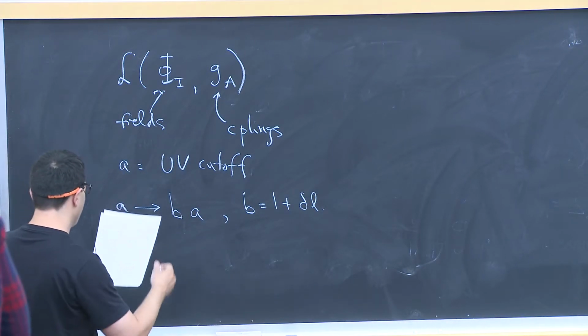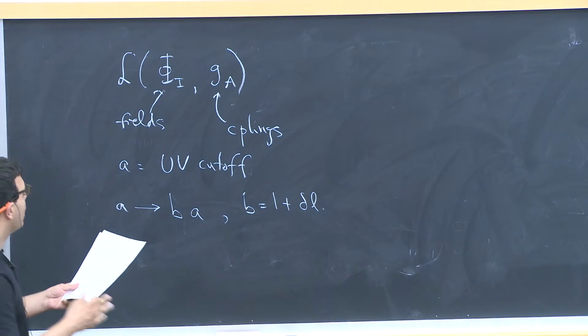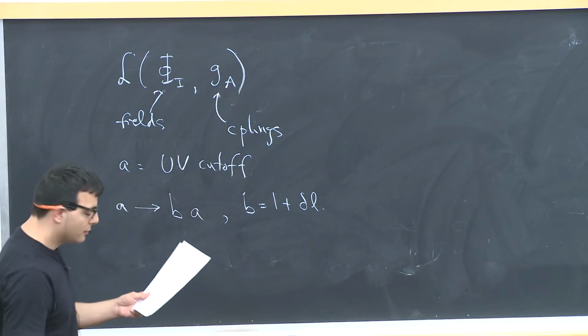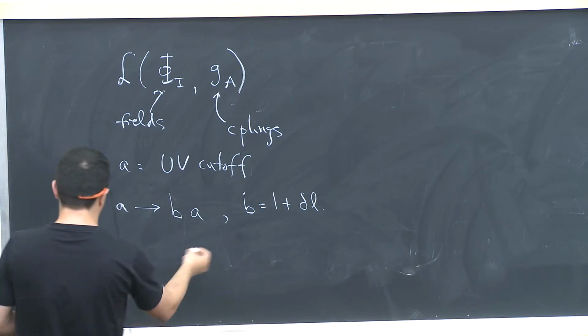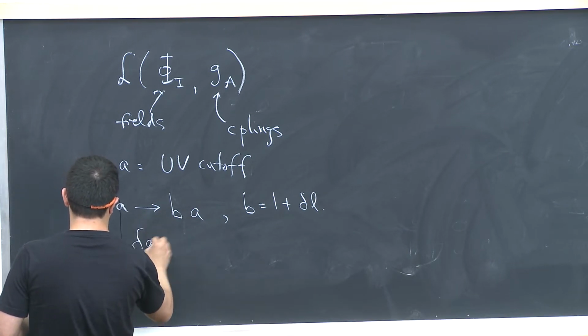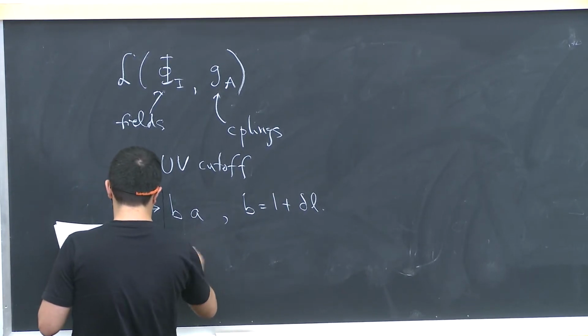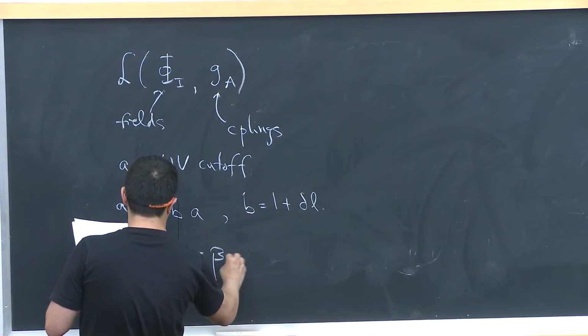And this, in order to keep the theory invariant, we have to change the couplings. And the change in the couplings, delta g_a by dl, is defined as minus the beta function of g.